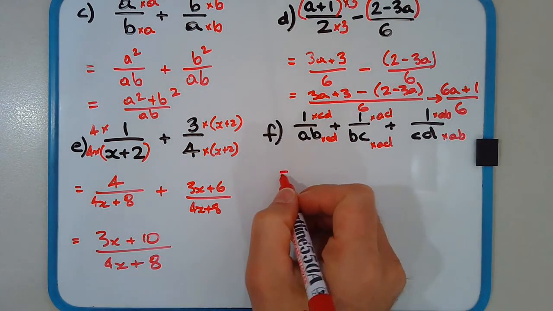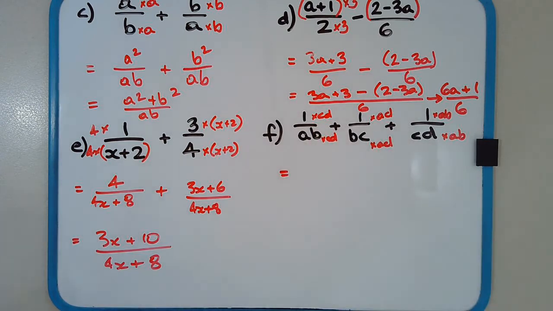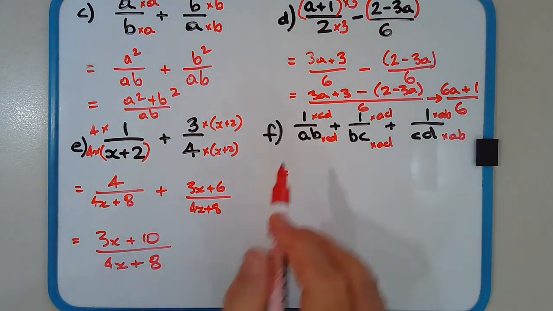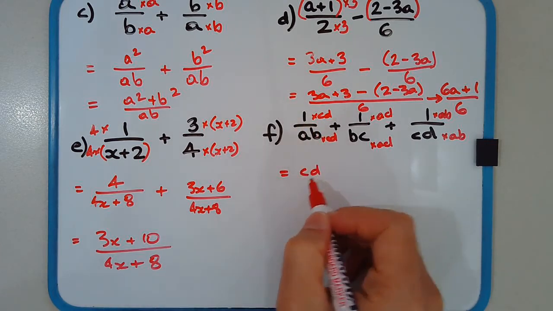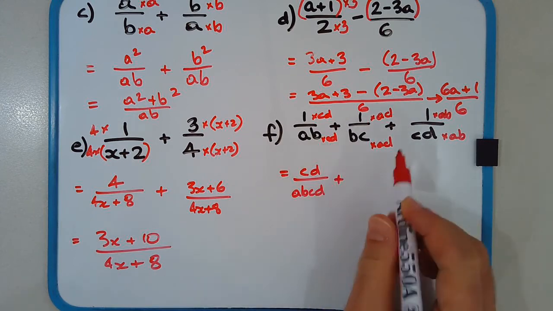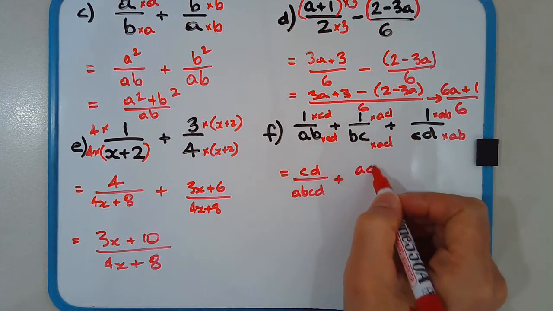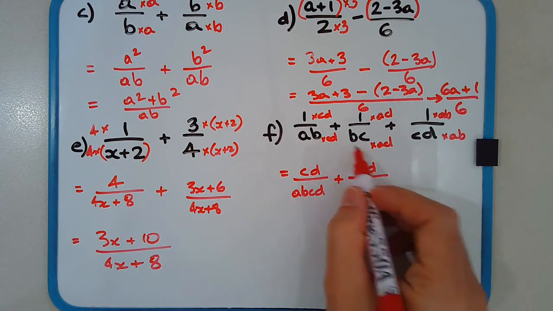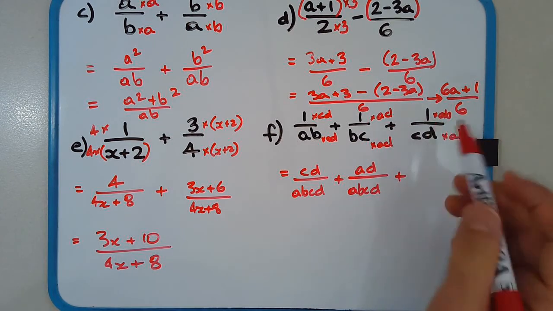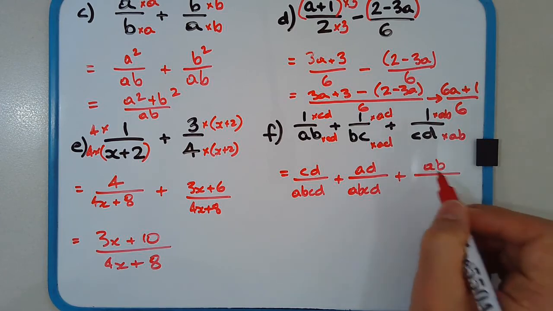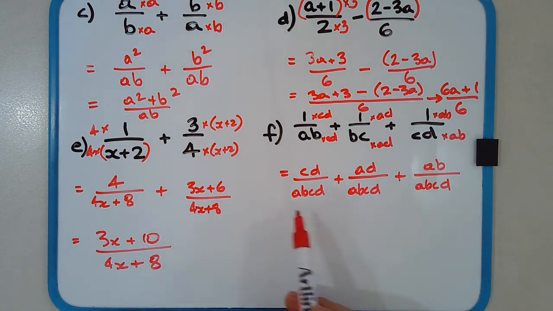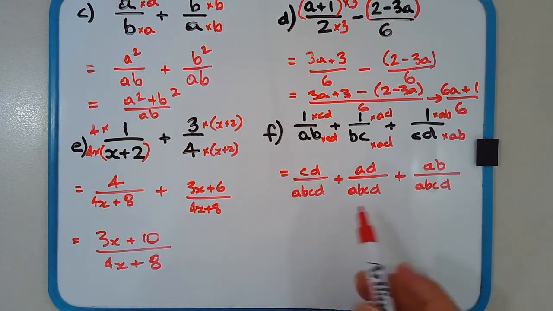Right. Now let's multiply through the numerators and the denominators by the terms that we've selected. So 1 times CD is CD over ABCD. Plus, now 1 times AD is just AD over ABCD. And lastly, 1 times AB is just AB over ABCD. Okay. So we now have 3 fractions with a common denominator of ABCD.